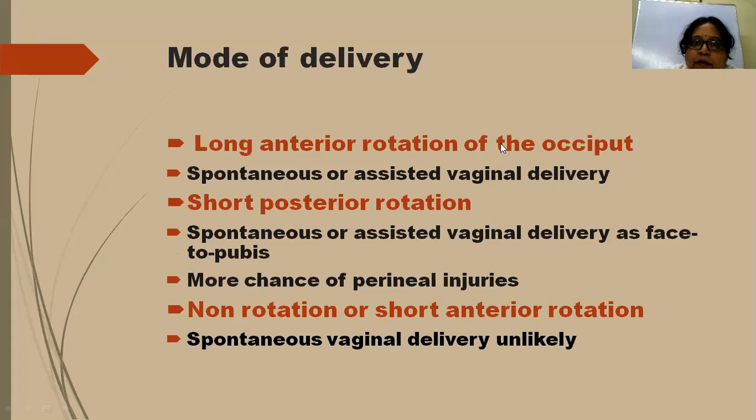So how do you deliver? Mode of delivery is either long anterior rotation of occiput to 3/8 of the circle, and it will deliver spontaneously or by assisted vaginal delivery, or short posterior rotation into the persistent occipito-posterior position, and it can also be delivered either by assisted vaginal delivery or spontaneously as face to pubis. And in such position, there is more chance of injuries. And in cases of short anterior rotation with deep transverse arrest or non-rotation with oblique arrest, then vaginal delivery is unlikely.